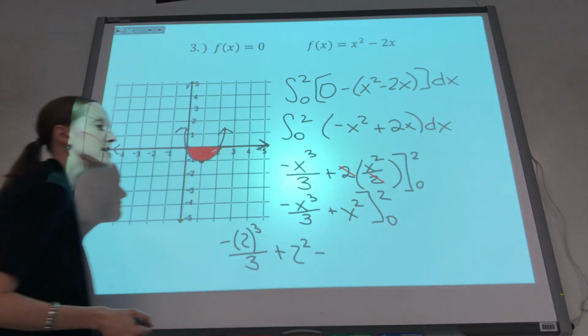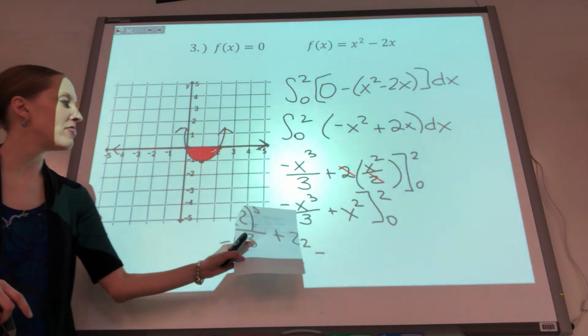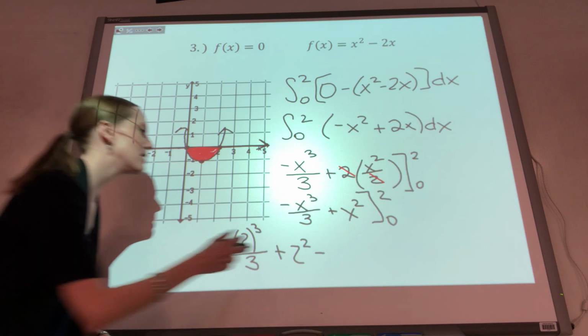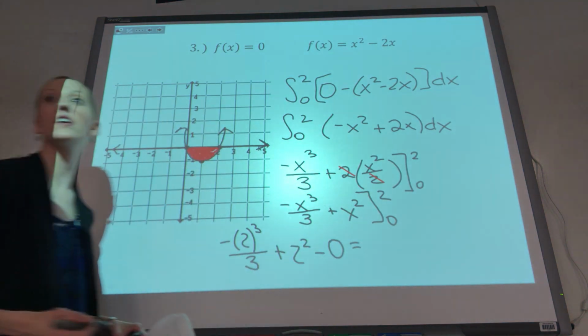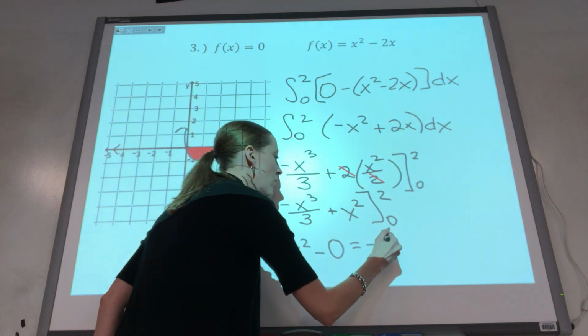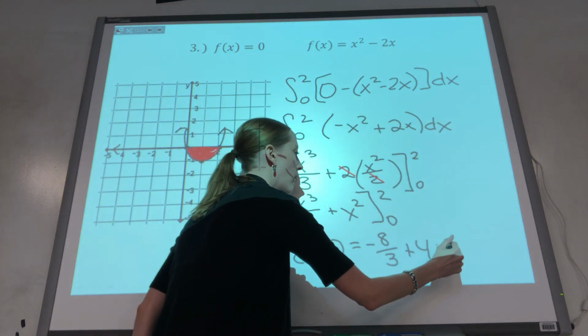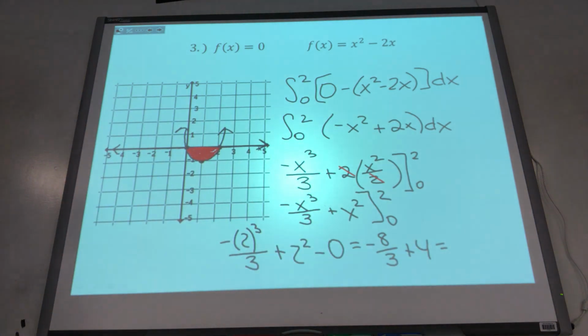Now we should subtract what we get when we plug in the 0, but that's going to be 0, so you're not even going to have to worry about the second part. And now we just need to figure out negative 8/3 plus 4. That's pretty much all we have here. Negative 8/3. Got to type it in correctly. That looks good. Plus 4.